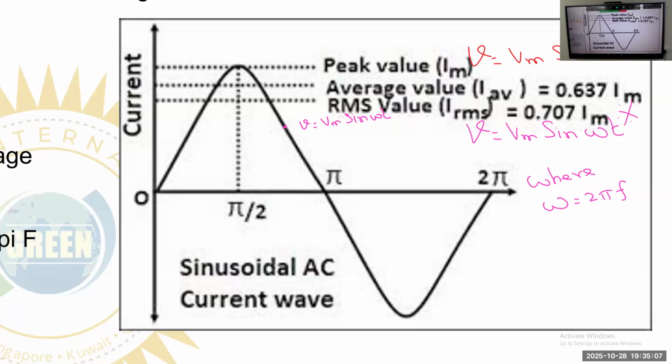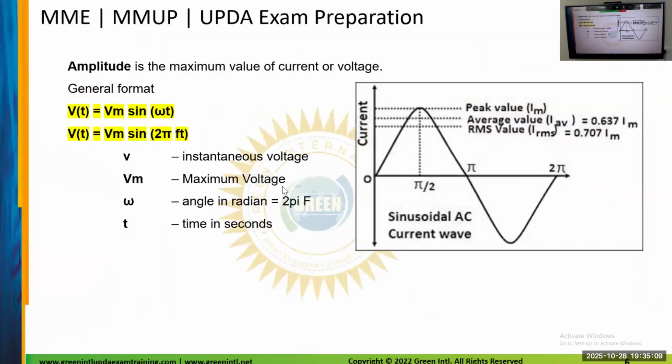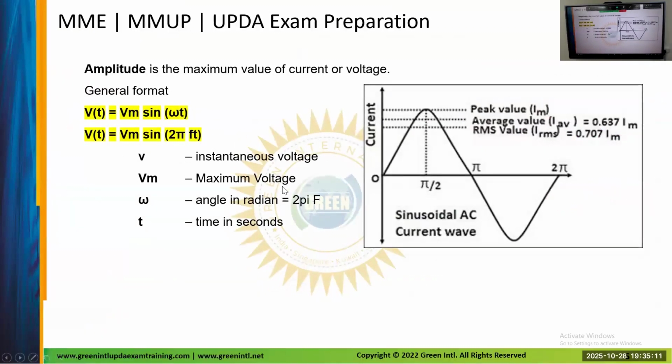This formula is applicable not only for voltage, but also for current and power. Right now we start with the voltage. Even though I keep current here, it is applicable for voltage, current and power. As we discussed in the previous class, the current depends upon the voltage. So always we start with the voltage, then we come to the current, and after that we come to the power. That's why we always start with the voltage.